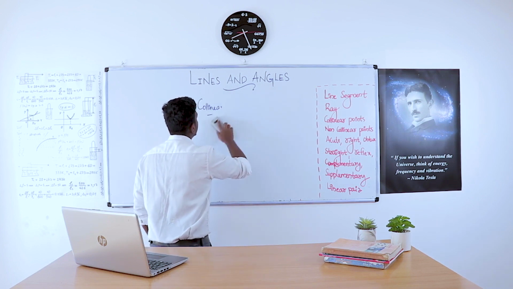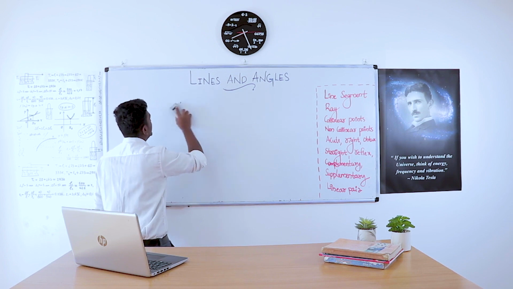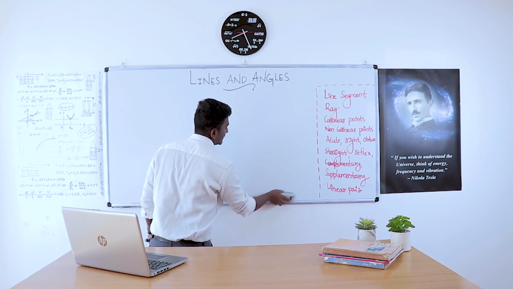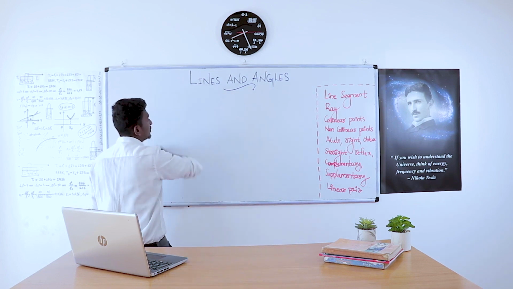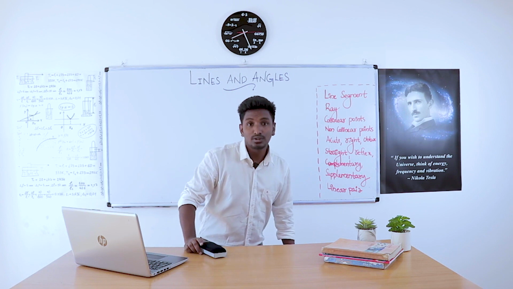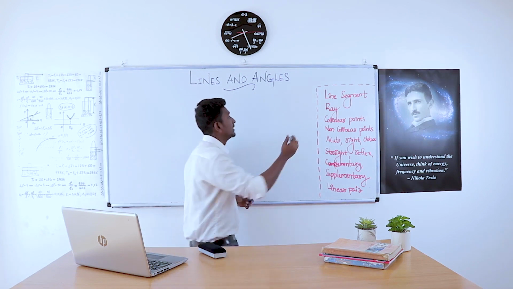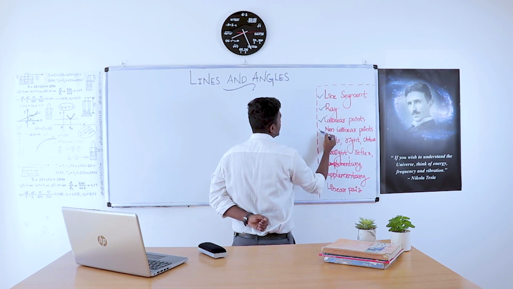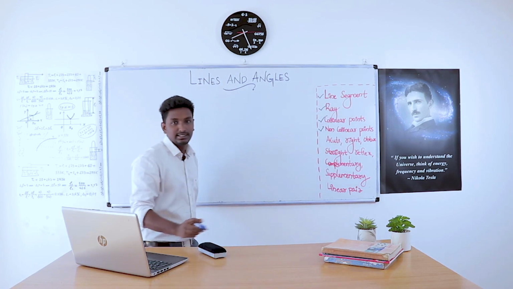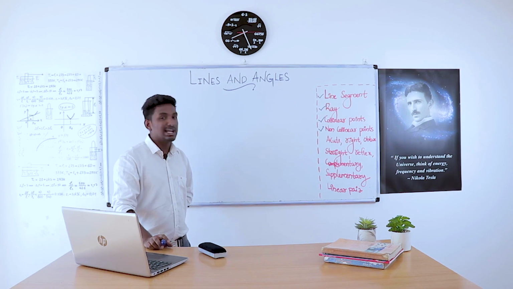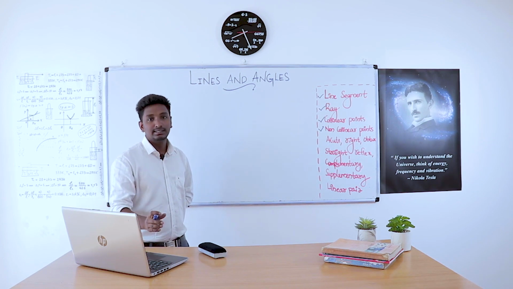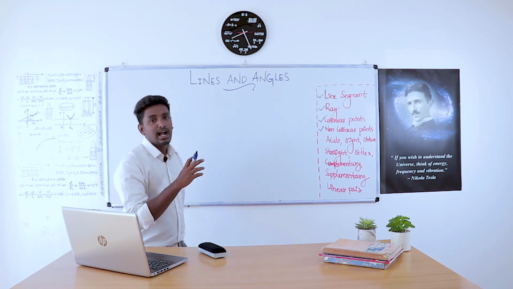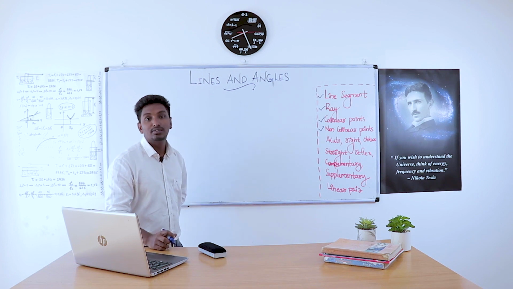Now it is clear what collinear and non-collinear points are. The points which lie on the same line segment are called collinear points. The points which are not on the same line segment are called non-collinear points. Now, we have explained line segment, ray, collinear points, non-collinear points. Next, we are going to classify angles based on the value of the angle.